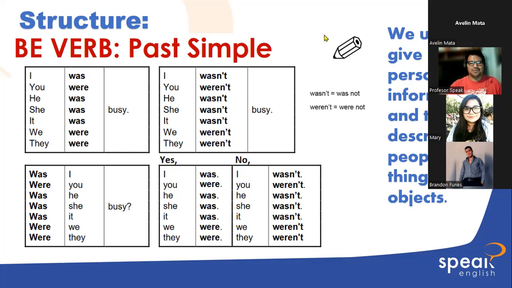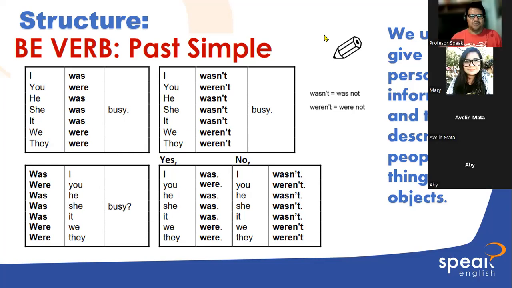Sure, no problem. What I said was that we use the verb be, or the past simple of the verb be, to give personal information. For example, when you give personal information: where were you born? When were you born? You can also talk about when you were a child.